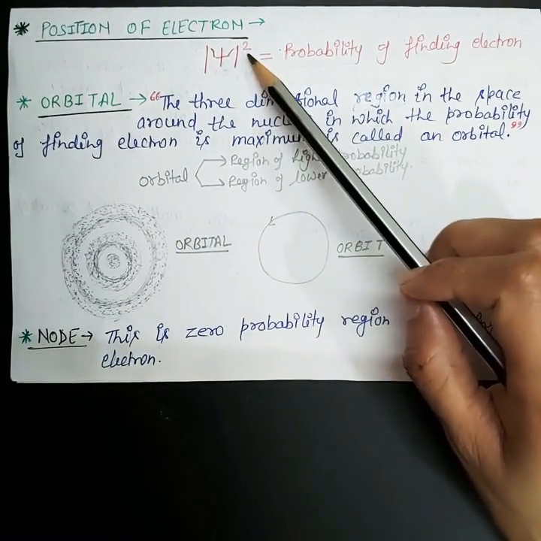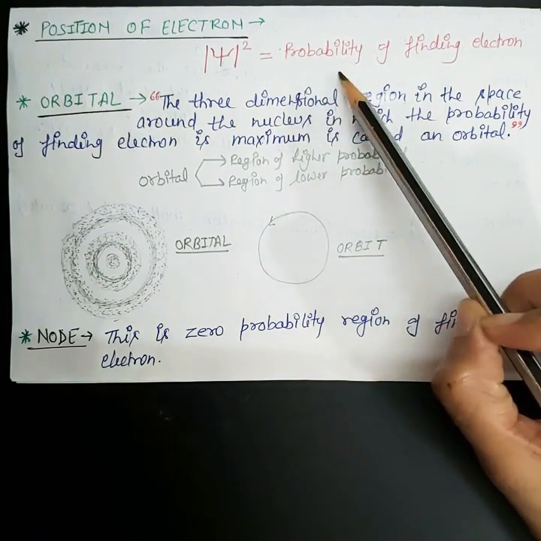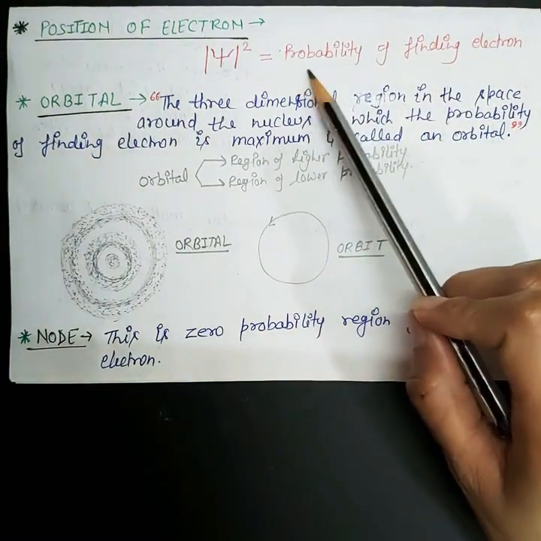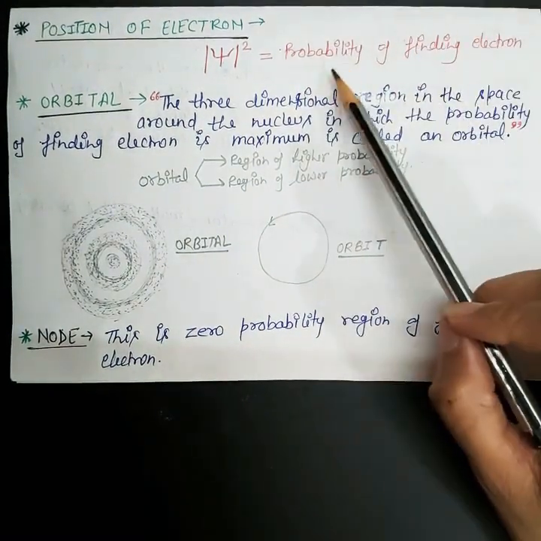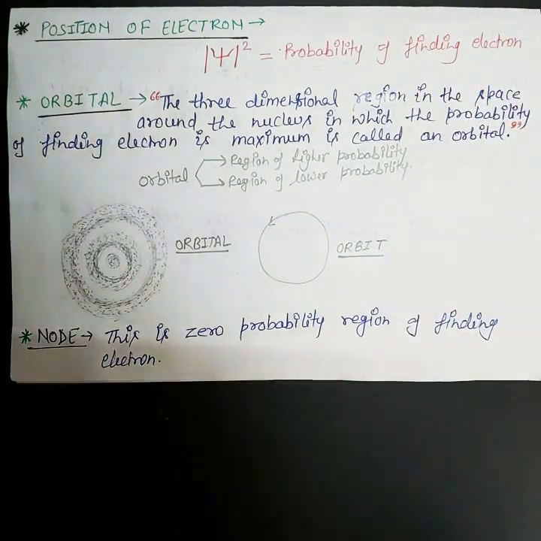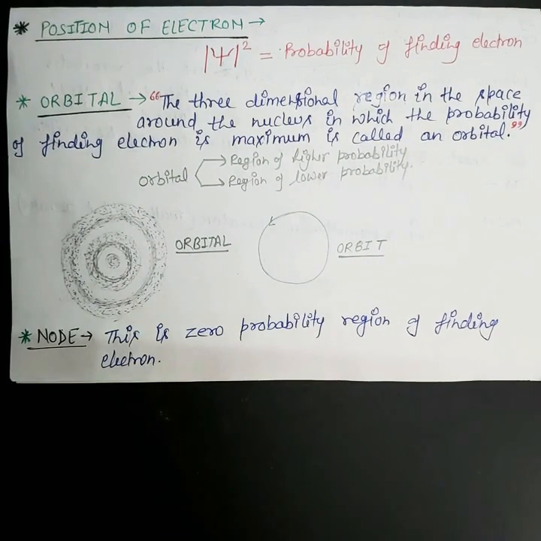Mod psi square will give the information about the probability of finding electron. Probability means chance of finding electron, which means wave theory supports the chance of finding electron. It does not say that the electron is present at any exact position. This is the major difference between the Bohr model and wave mechanical theory, because wave mechanical theory tells about the chance of finding electron, but the Bohr model says about the exact position of electron.